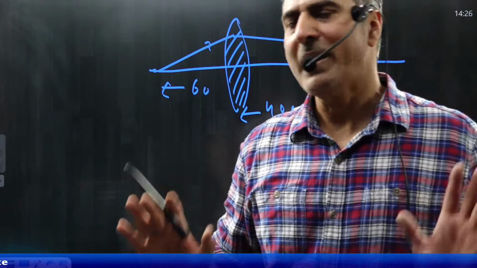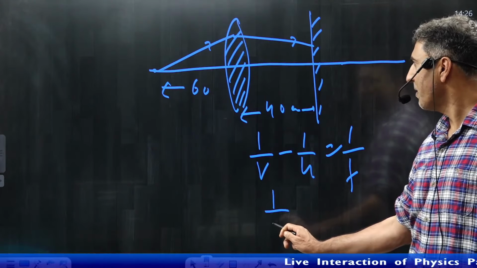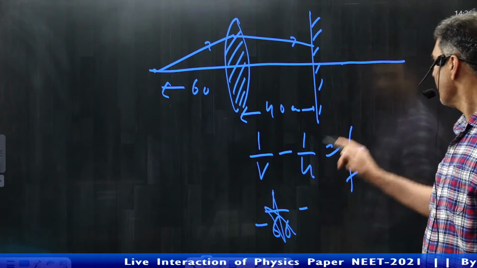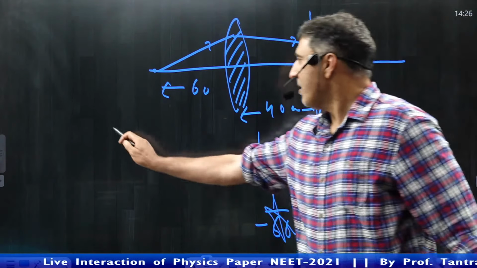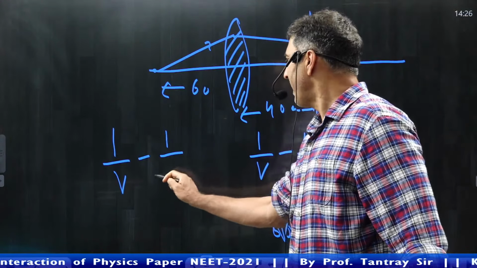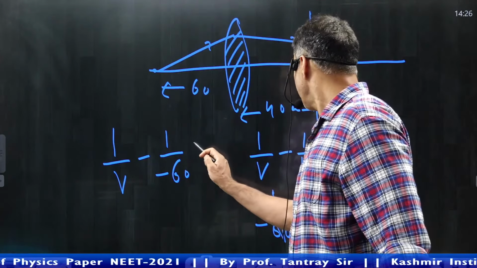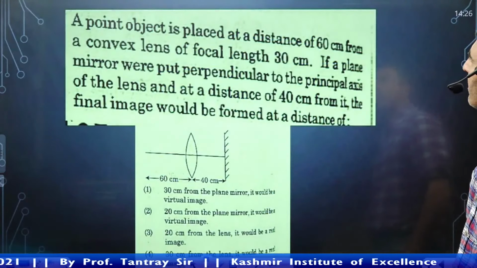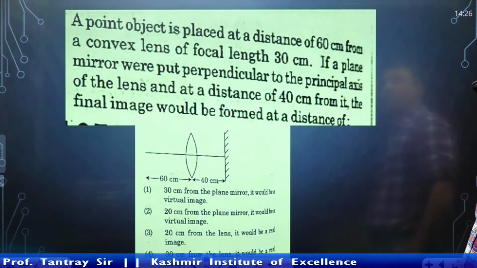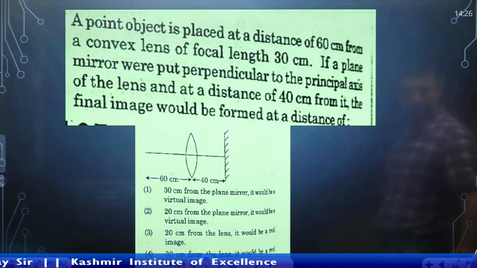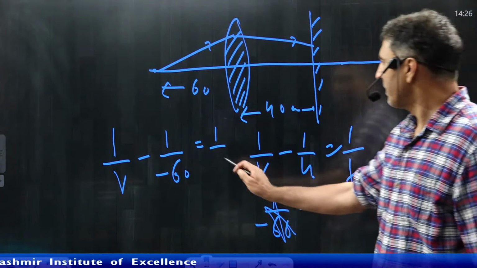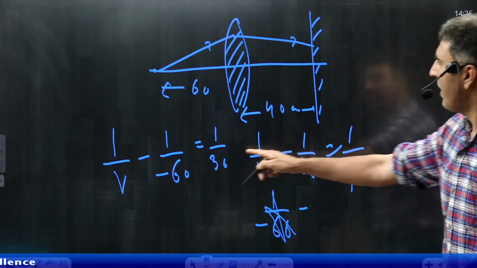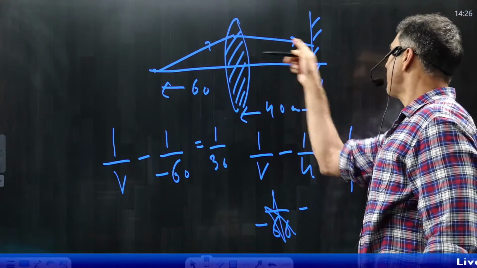What is 1 by V? So 1 by V minus 1 by minus 60, because it is on the left side, is equal to 1 by F. What was the focal length? 30 was the focal length. I want to find the image position by this, where it forms the image.